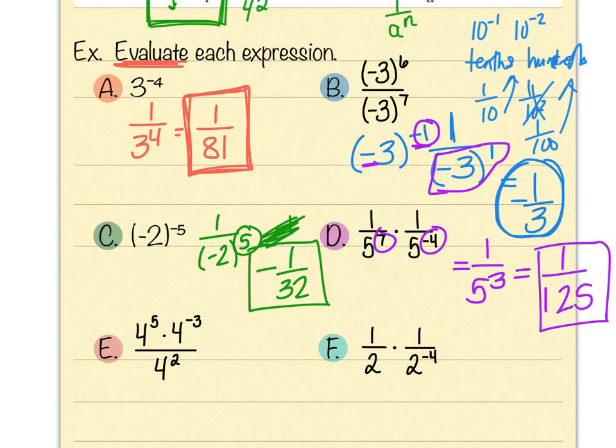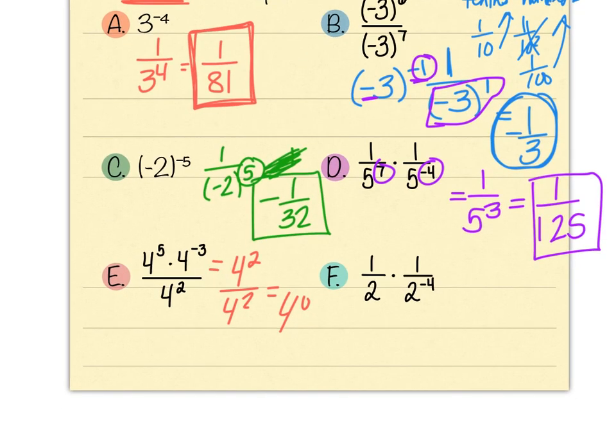For example E, on the top this is going to give us 4, and then 5 plus negative 3 is 4 squared. There. And then 4 squared on the bottom. That's going to give us, when we subtract, 4 to the 0 power. And just remember, anything to the 0 power has to reduce all the way down to 1. 4 to the 0 power is just 1.